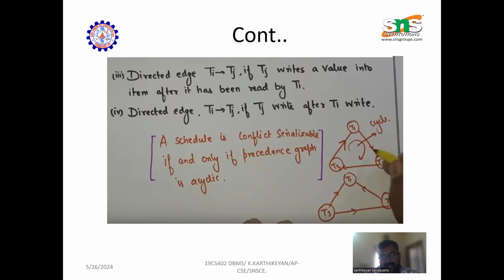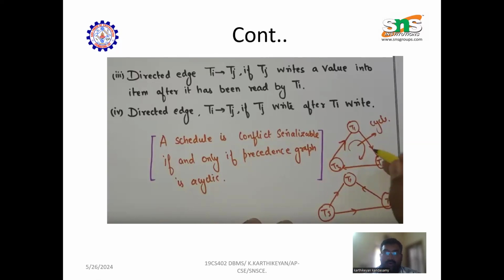If there is a cycle, we have T1, T2, T3, and you can verify the diagram. The arrow marks can be followed: T1, T2, T3, T1. This is a cyclic form, so the schedule is not serializable. Suppose you take this second one, T1, T2, T3, and the arrow marks are changed. Then a cyclic form is not created, and at that time conflict serializability can occur.